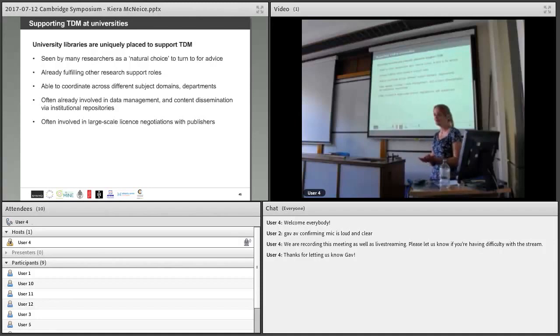Libraries are also often involved in data management plans and helping people with data management, as well as content dissemination via repositories. So having libraries aware of the needs of text and data mining and bulk access to content and data analytics, as well as just individual researchers accessing content, will really help to make sure that the content they're disseminating is as useful as possible for further reuse and as valuable as possible to the research community.